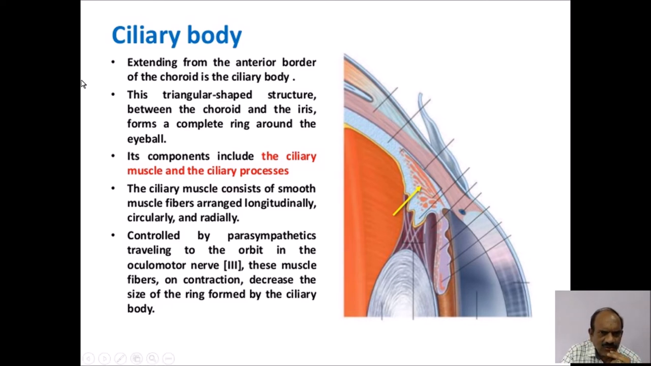Extending from the anterior border of the choroid, as I told you, is the structure shown here with the yellow arrow, called the ciliary body. This triangular shaped structure between the choroid and the iris forms a complete ring around the eyeball. There are two components of the ciliary body, the ciliary muscle proper and the ciliary processes. The ciliary muscle consists of smooth muscle fibers arranged longitudinally, circularly, and radially. They are controlled by parasympathetic fibers traveling to the orbit in the oculomotor nerve, the third cranial nerve. These muscle fibers, on contraction, decrease the size of the ring formed by the ciliary body.